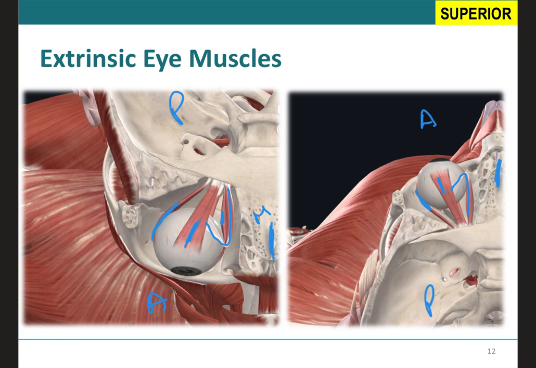and the one that goes on an angle would be your superior oblique. Now it's important to add that the superior oblique is held in place by a small tendon called the trochlea that will serve as a pulley.